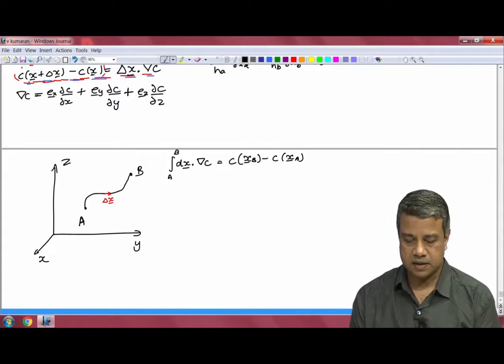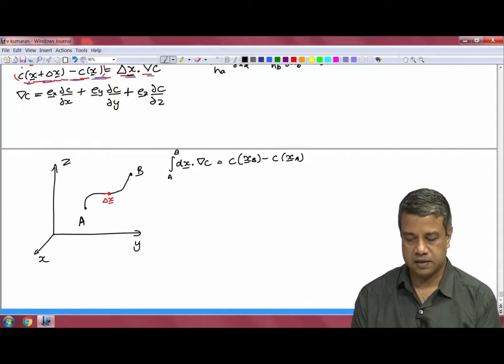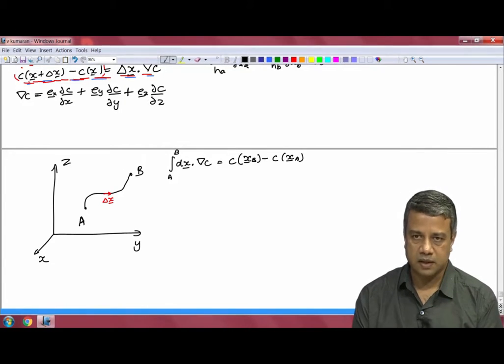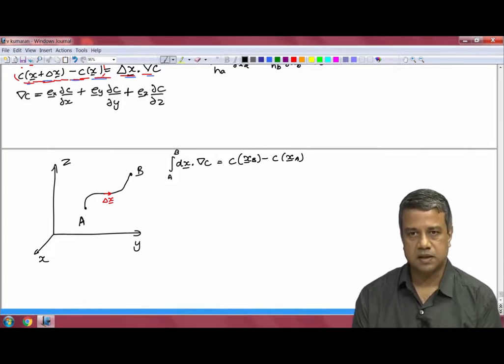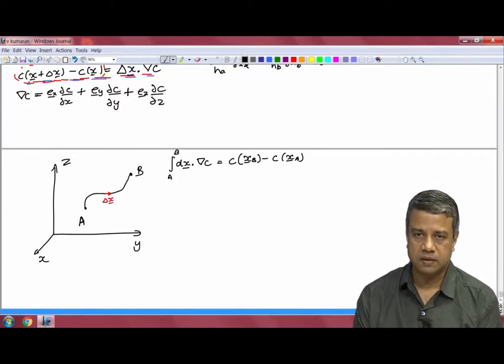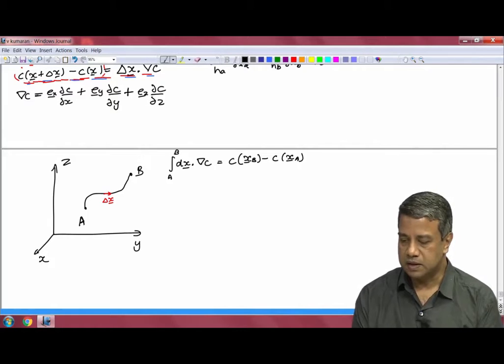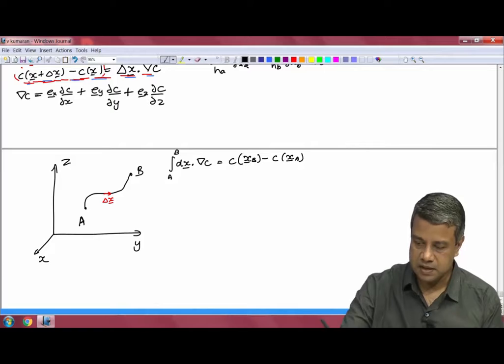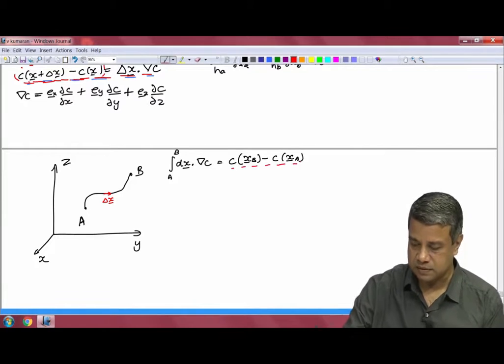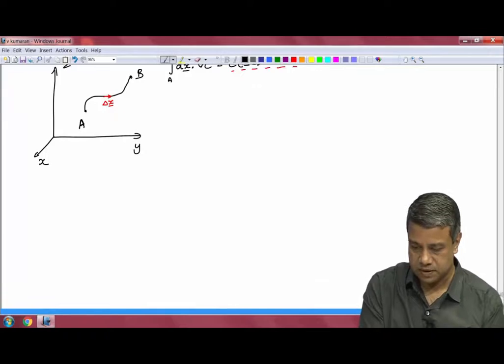This implies that the integral of dx, the differential displacement vector dotted with the gradient of C at that location, between any 2 points has to be the same independent of the path that is taken between these 2 points. And along a closed path, if you go around and come back to the same point, since the initial and final points are the same, the term on the right side of this equation is equal to 0. That implies that the integral of dx dotted with grad C is equal to 0.